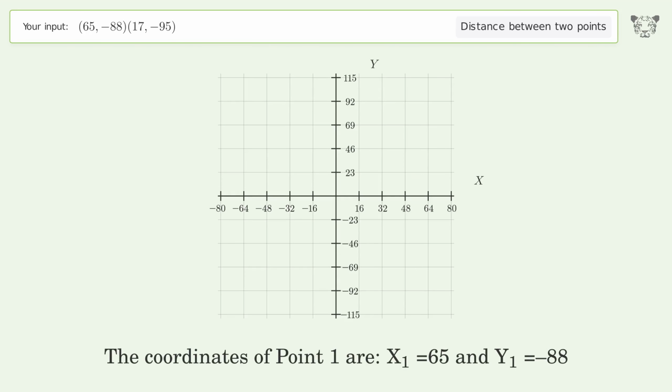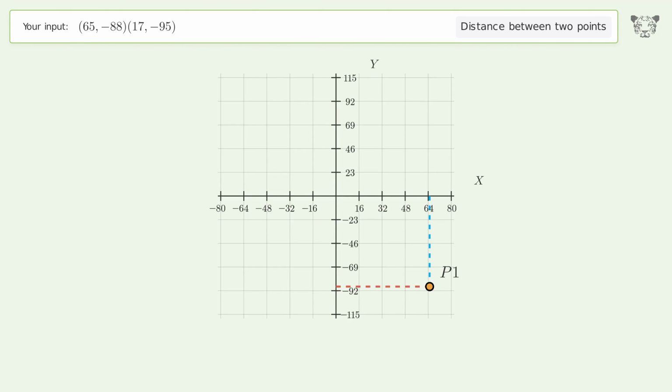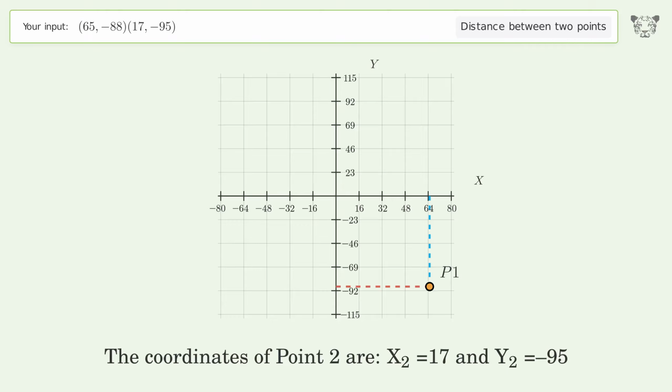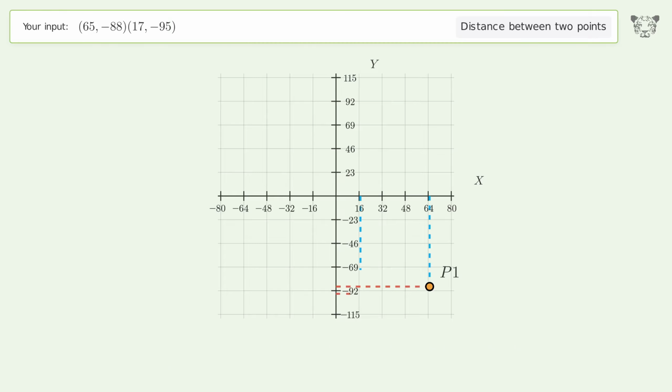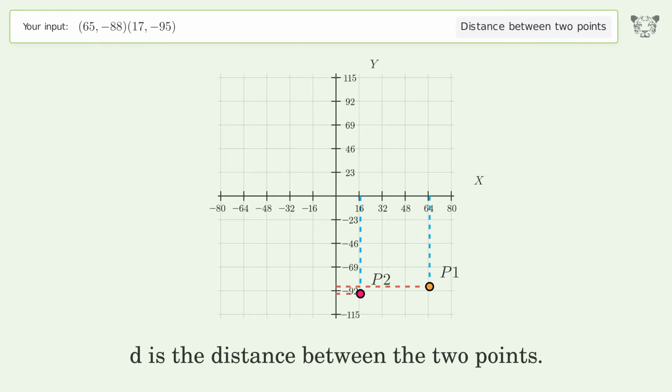The coordinates of point 1 are x1 equals 65 and y1 equals -88. The coordinates of point 2 are x2 equals 17 and y2 equals -95. D is the distance between the 2 points.